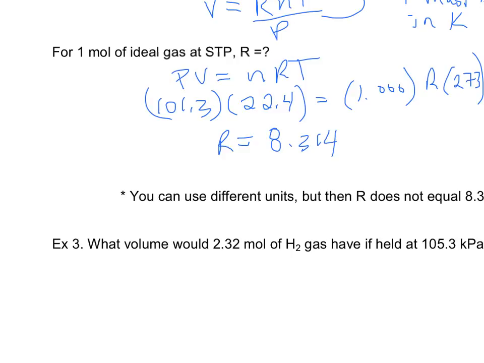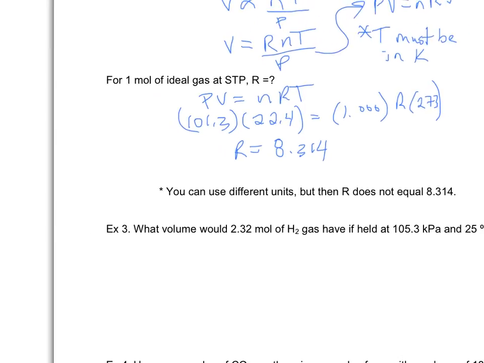Now the thing is that R only equals this value if you sub in volume for liters, kPa for pressure, and Kelvin for temperature. If you use torr for pressure or mL for volume, then R is going to equal some other number. So it's always important to convert into kPa, liters, and Kelvin before using PV equals nRT so that you know what the value of R is.